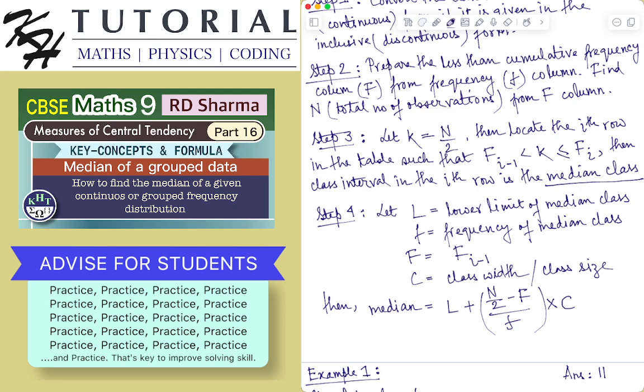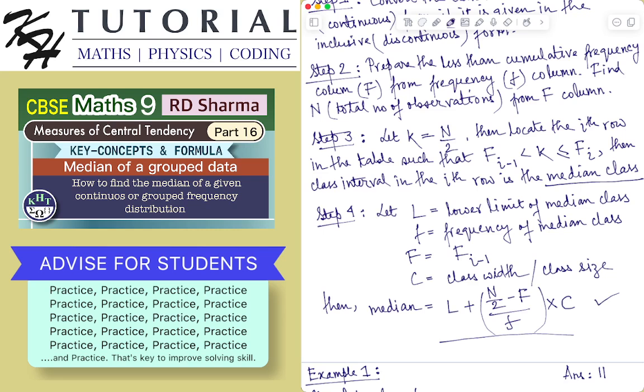Okay. Now based on the values of capital L, small f, capital F, C and n, the median will be equal to L plus the product of two factors: one is capital C and the other one is (n by 2 minus capital F) whole divided by small f. This formula you have to memorize properly.